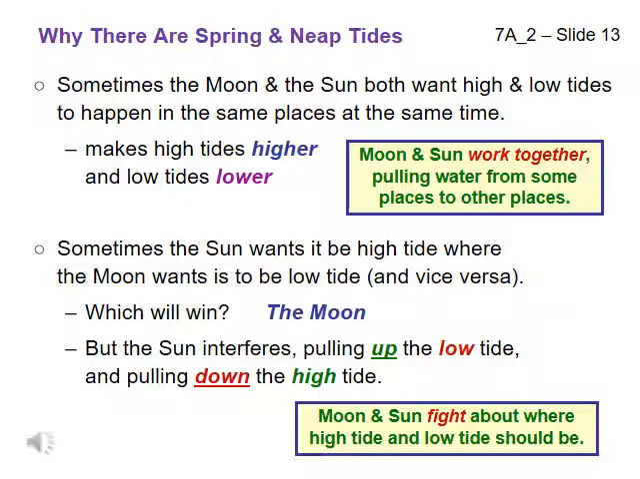This makes high tides higher and low tides lower. Spring tides is the name we give to these time periods when high tides are higher than normal and low tides are lower than normal.